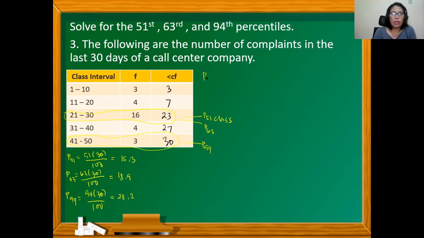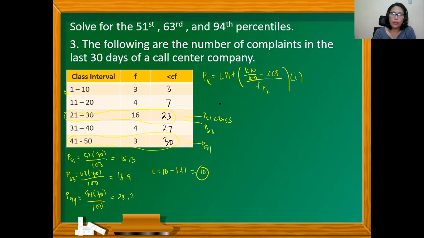So recalling again, P sub k equals LB plus the quantity Kn over 100 less than CF, all over the frequency of the percentile class, times the class size. And the class size is equal to the upper limit less the lower limit plus 1. If we're going to consider the first class here, this is 10 less 1 plus 1. So i is 10.